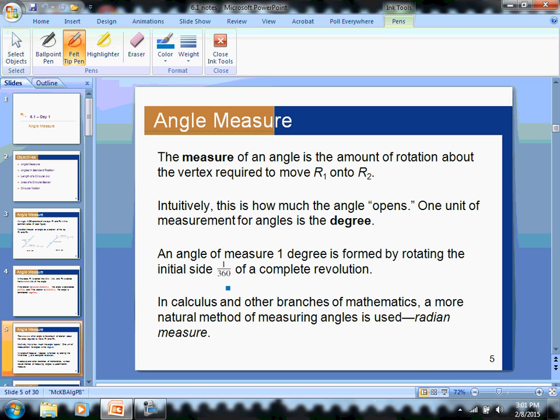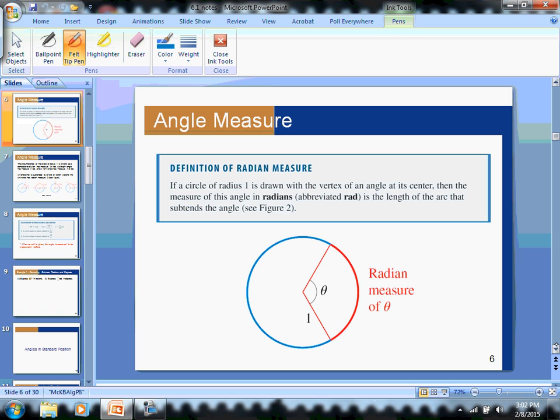But when you get to calculus and other levels of mathematics, they talk about radians, and radians are just another way to measure angles. Now, a radian occurs when you have a circle that has a radius of 1. So that's why we talked about radians a lot in the last chapter as well, since we were talking about the unit circle. And the measure of a radian is however far it takes to go from the initial point to the terminal point on that angle opening.